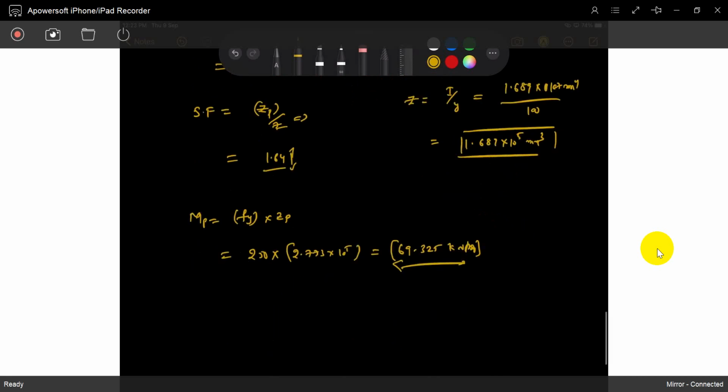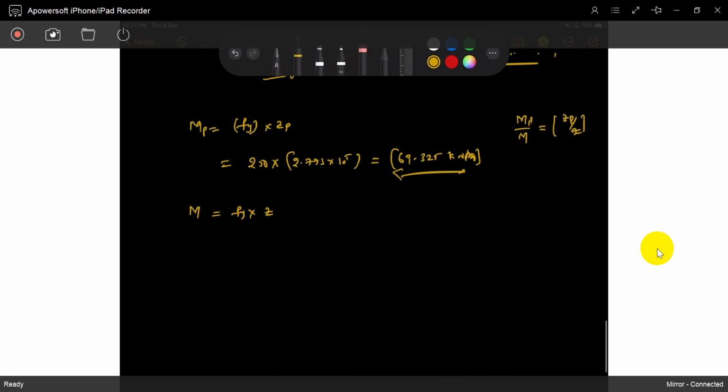Otherwise, if you want the moment carrying capacity by the elastic analysis, it is Fy into Z. Got the idea? So MP divided by M, you will get Fy as a section modulus, Zp divided by Z. MP divided by M, you will get the section modulus ratio. Are understood? So that's it. That is the idea. Okay, got it? So now we will enter into another topic.